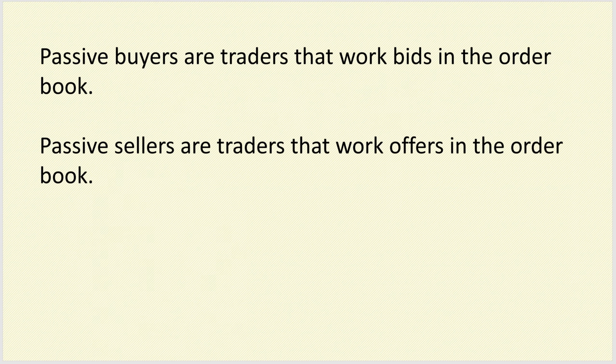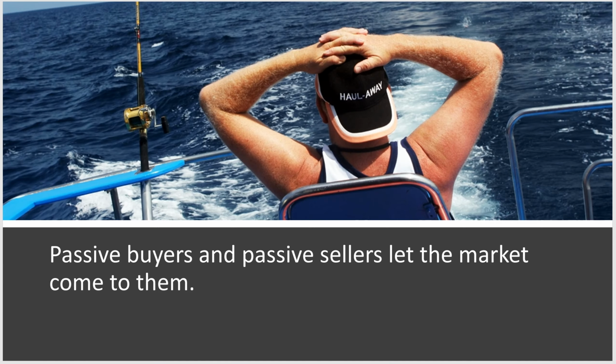And passive buyers are traders that work bids in the order book. They either work bids on the best bid or bids below the market. Passive sellers are traders that work offers in the order book. They're at the best offer or higher. And basically, passive buyers and passive sellers let the market come to them.